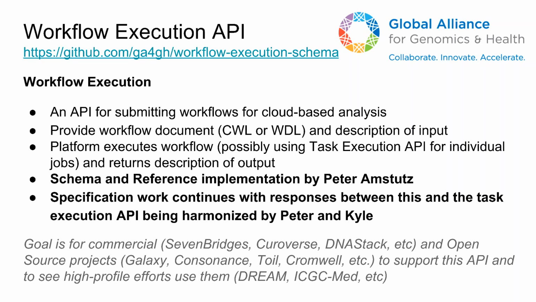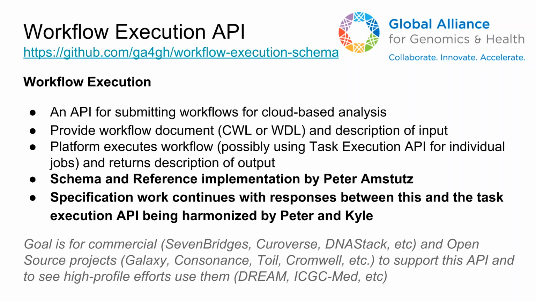So like the task execution API, this is an API for submitting workflows to cloud-based environments. The schema and reference implementation are being worked on by Peter, and the work right now is to essentially harmonize this API with the task execution API, since there's a lot in common between the two. Status messages should be harmonized, and the mechanism by which you get standard error and standard out should be harmonized. And again, this higher level API could be built on top of the task API, and we're hoping other platforms will support it, things like Toil, for example.